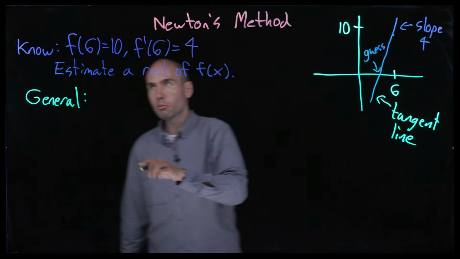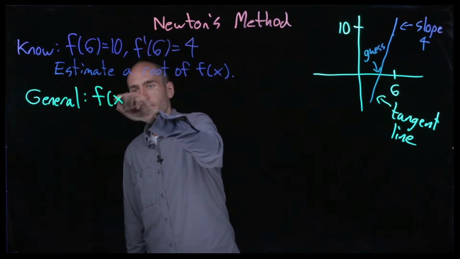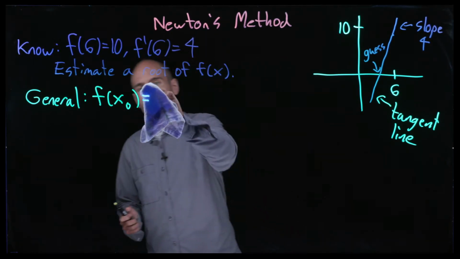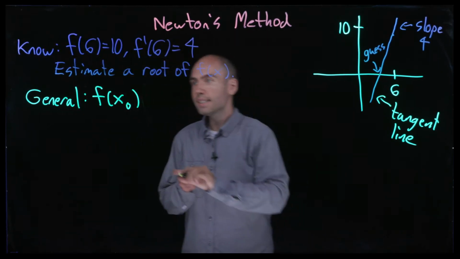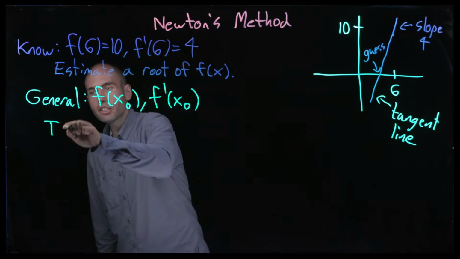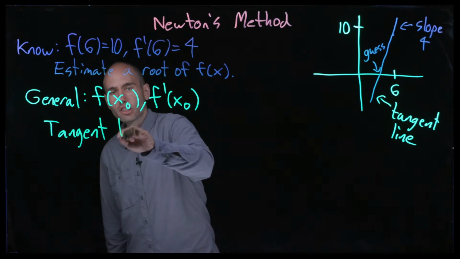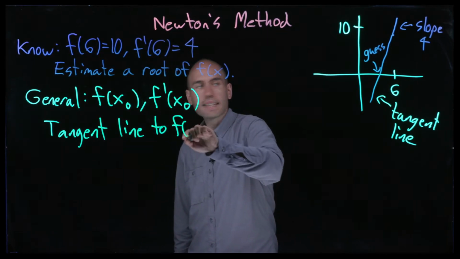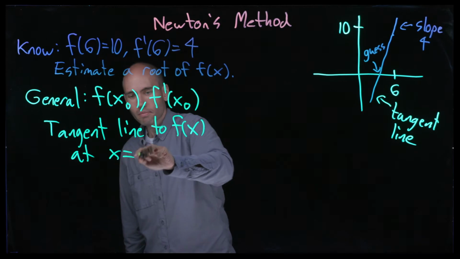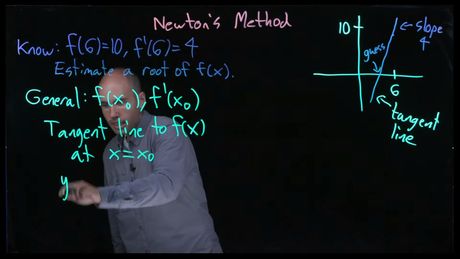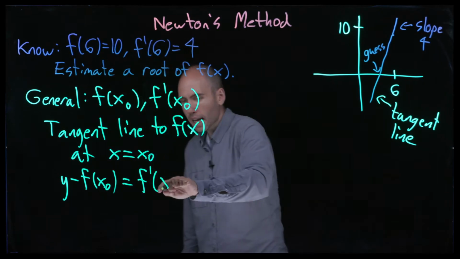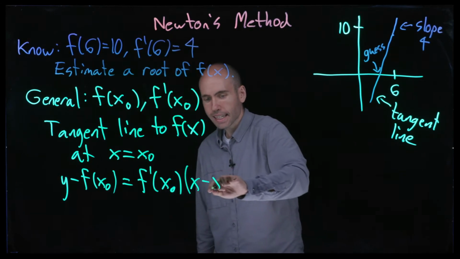Let me write this as a general procedure. Say you have f of x0, or let's just assume this is known, and say we also know f prime of x0. Then the tangent line to f of x at x equals x0 is going to be the following: y minus f of x0 equals f prime of x0 times x minus x0.